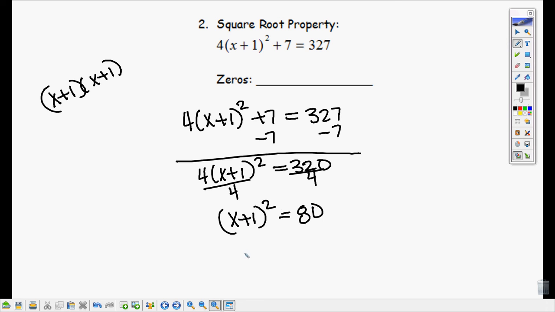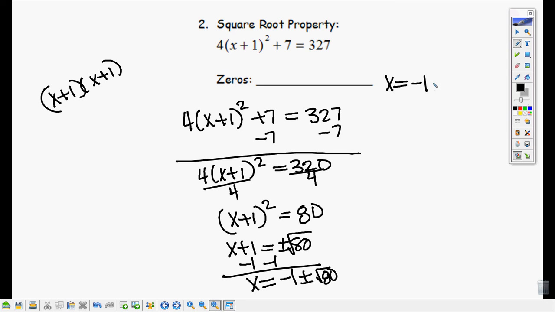Now, in order to get rid of the square, I know that whatever this value is has to be equal to the negative or positive square root of 80. So I'm going to take the square root of both sides, and I get plus or minus the square root of 80. Now remember, I would not touch this radical until I got x on a side by itself. It will quite possibly keep you from making a mistake. So I have x is equal to negative 1 plus or minus the square root of 80.